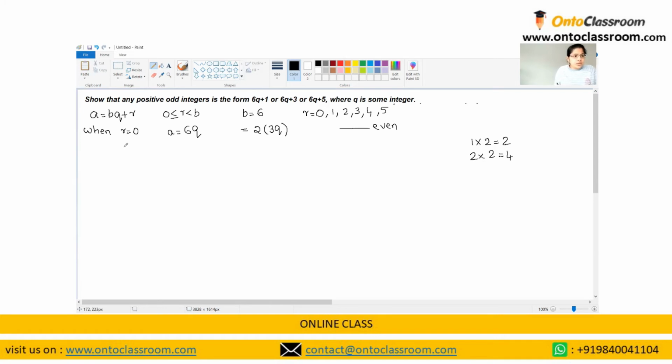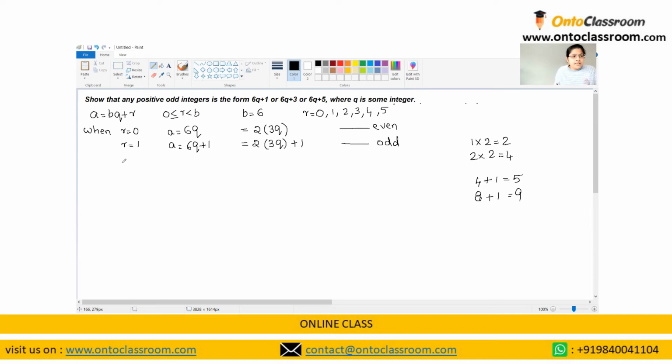Next is r equal to 1. That means a is equal to 6q plus 1, right? How do we write 6q plus 1? In the same way, 2 multiplied by 3q, plus 1. So we already know 2 multiplied by 3q is an even number. An even number plus 1 gives an odd number, right? For example, 8 plus 1, we get 9, right? So generally we can say this is an odd integer, okay?